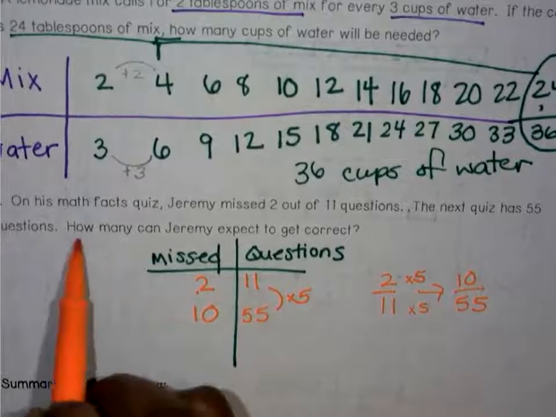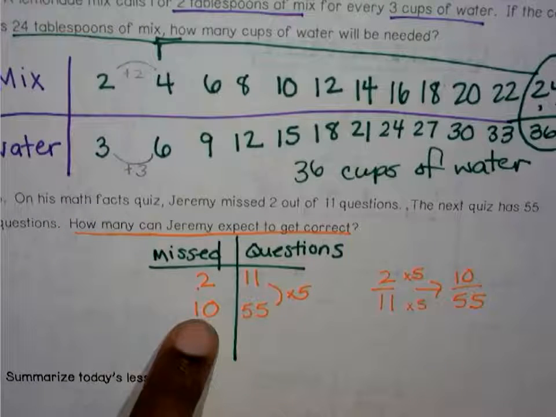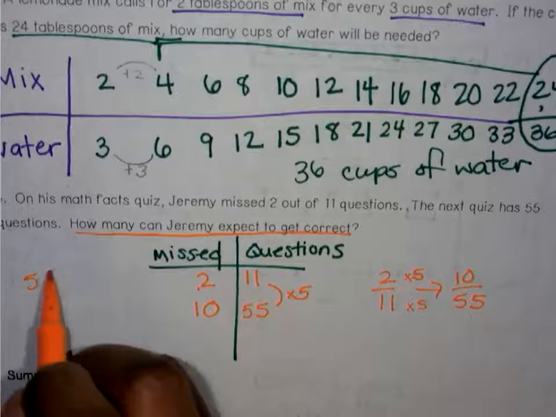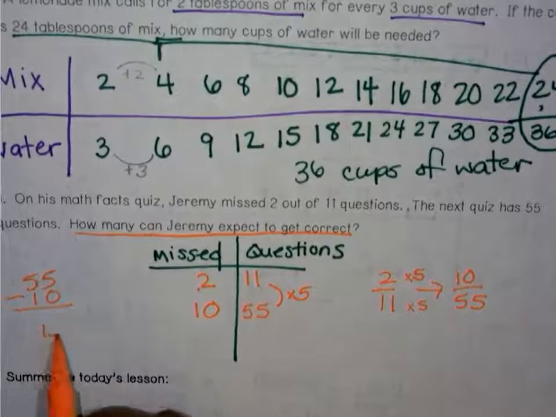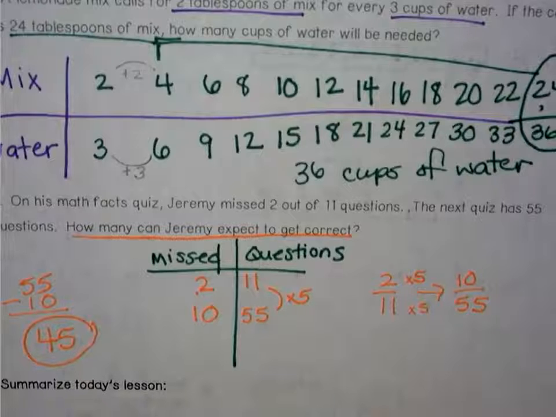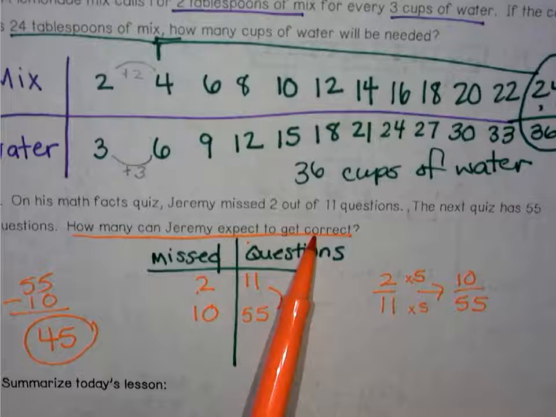But it says, how many can Jeremy expect to get correct? Well, if he missed 10 out of 55, what's the other portion? So you would subtract 55 minus 10. He would actually get 45 questions correct. This one was kind of a two-step. It didn't want to know how many he was going to miss. It wants to know how many was he going to get correct, right?